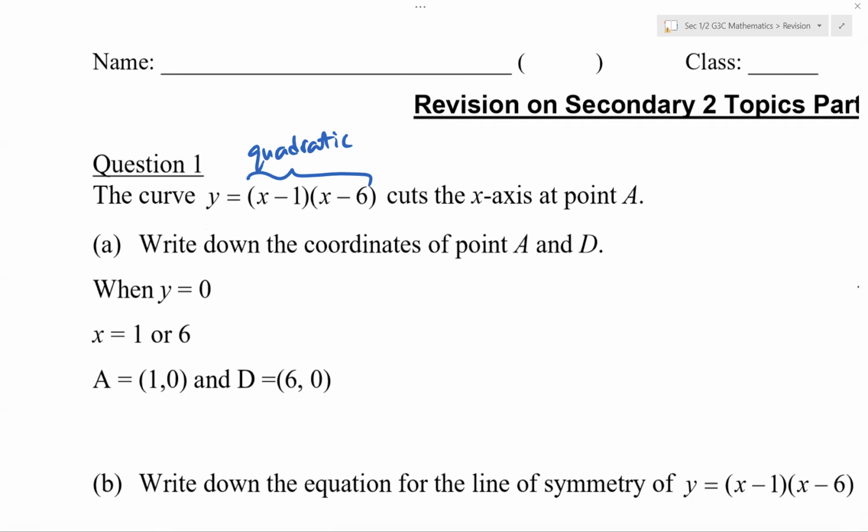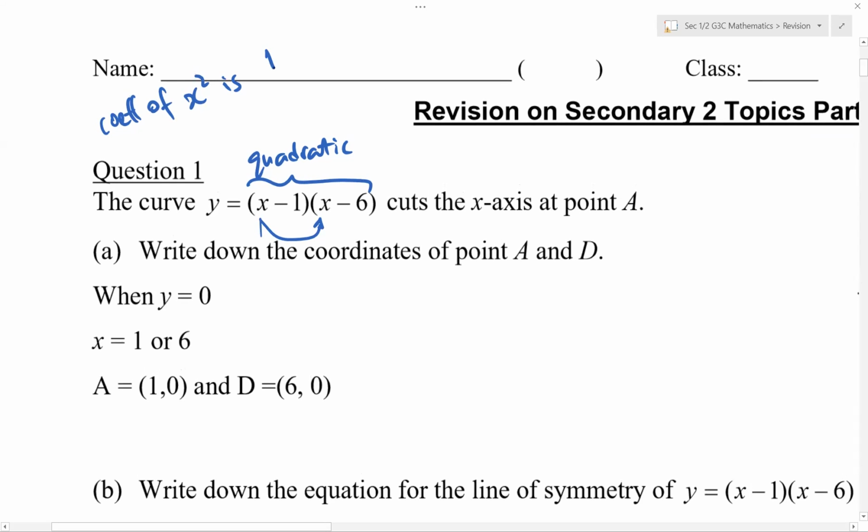What else? When I see quadratic, I always look out for the x squared term. What is the coefficient of x squared? What is it in this case? How to get x squared? x times x, if you expand it. In this case it is 1. 1 is more than 0. It is positive.